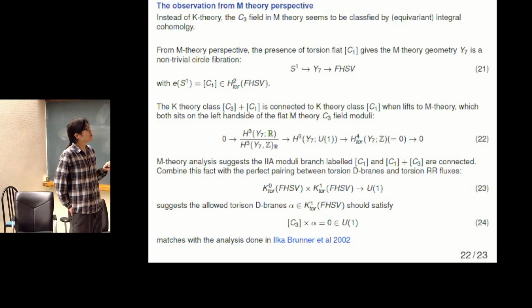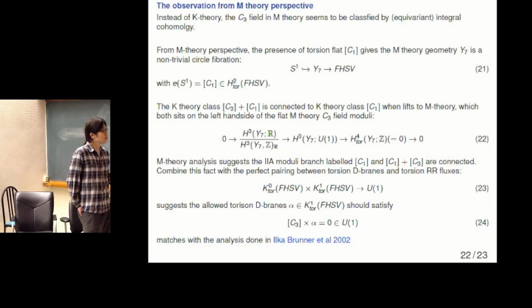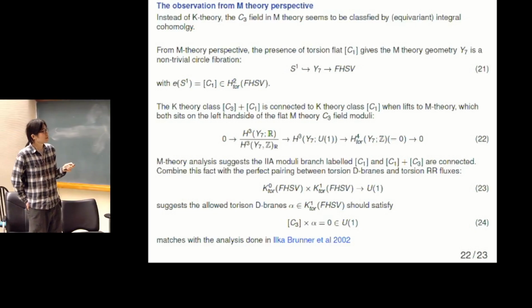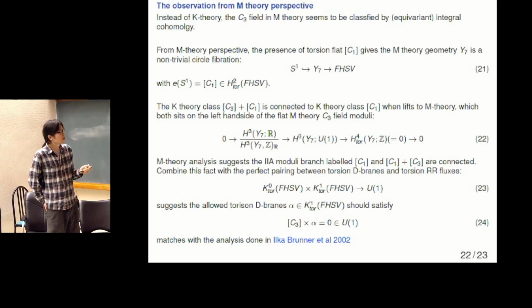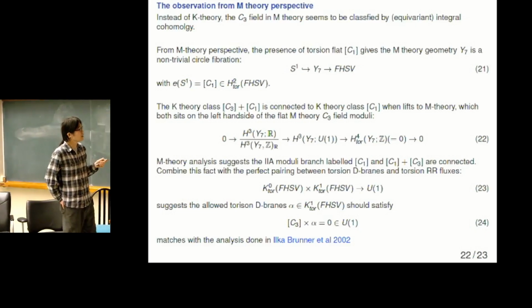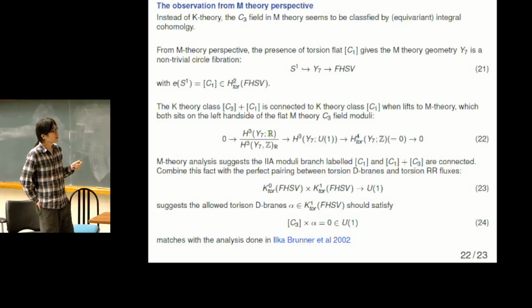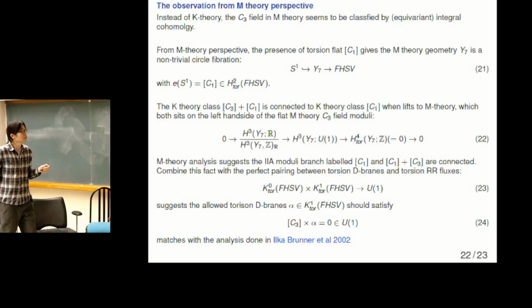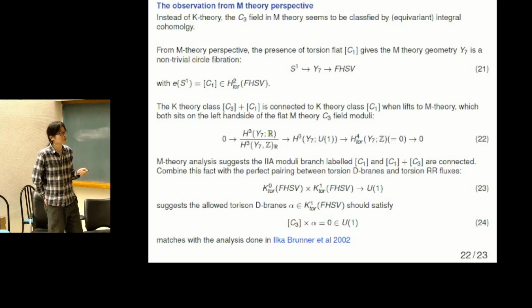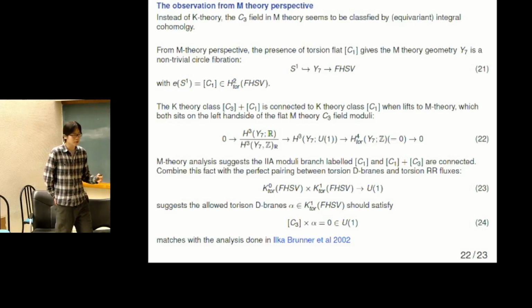As a result, once we have fixed the 7-dimensional geometry according to this C1 in type IIA, we can carefully study the lift of the K-theory class C3 plus C1 in the M-theory picture. And what we found is that if we analyze the M-theory flat moduli space, the K-theory class given by C3 plus C1 is actually identical or connected to the K-theory class with trivial C3, which means that M-theory analysis simply suggests that type IIA moduli branches labeled by two distinct K-theory classes are actually connected.